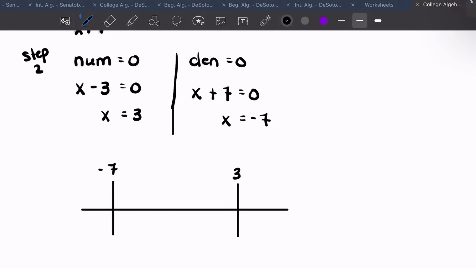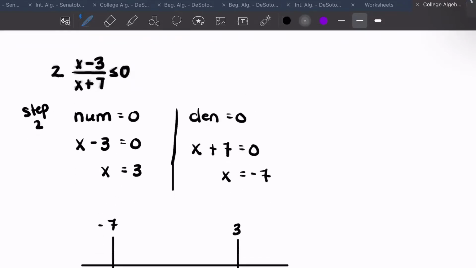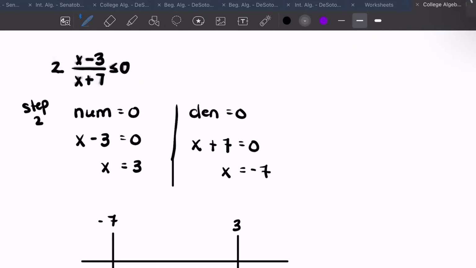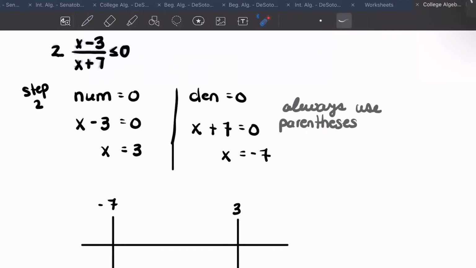All right, we need to name our intervals, but we can't do that without knowing brackets or parentheses. So we know our denominator is going to use parentheses because that's the rule, right? Always use parentheses. So wherever we write a negative 7, we'll use parentheses. This one depends on the problem.